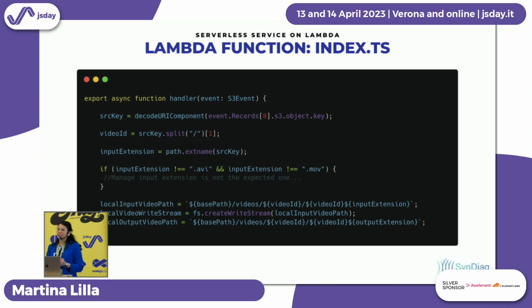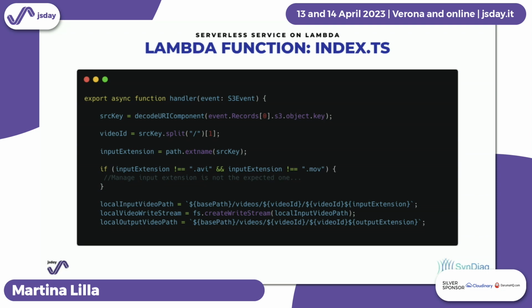So let's go deep into our Lambda. The main operations you want to perform in your Lambda are described in the index.ts file, and you have to list all the operations you want to perform in the handler. So let's analyze step by step what we are doing. First of all, we need to extract the video ID that caused the execution of our Lambda.